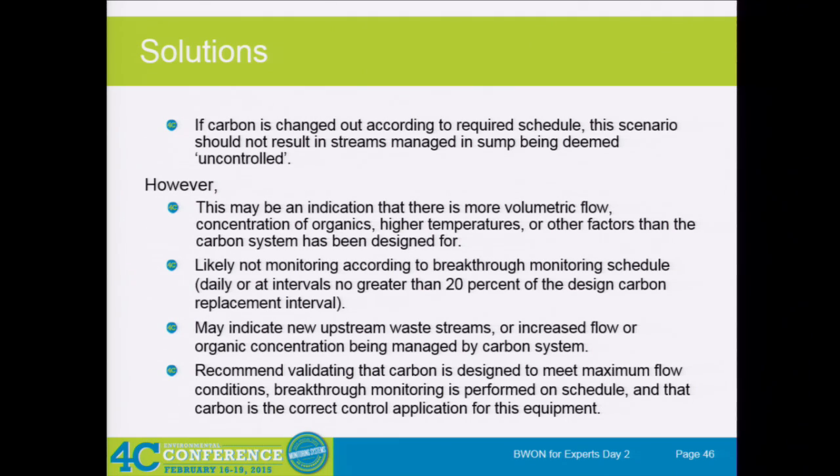But it's on tape. One thing you might want to do is look upstream and ensure that there's nothing going to the process sewer that shouldn't be. But I don't think you should ever consider it uncontrolled. With more volumetric flow, you need to redo your carbon design, change your monitoring interval, all of those things like you had said.